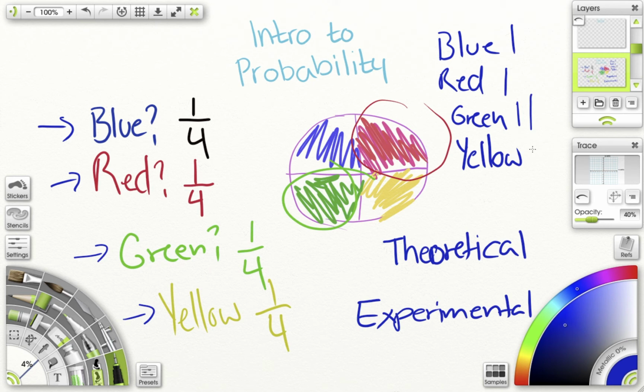Well, it didn't land on each color 1 out of the 4 times. It landed on green twice. So this is what I mean by experimental probability: sometimes when you conduct it, that might not be the outcome.